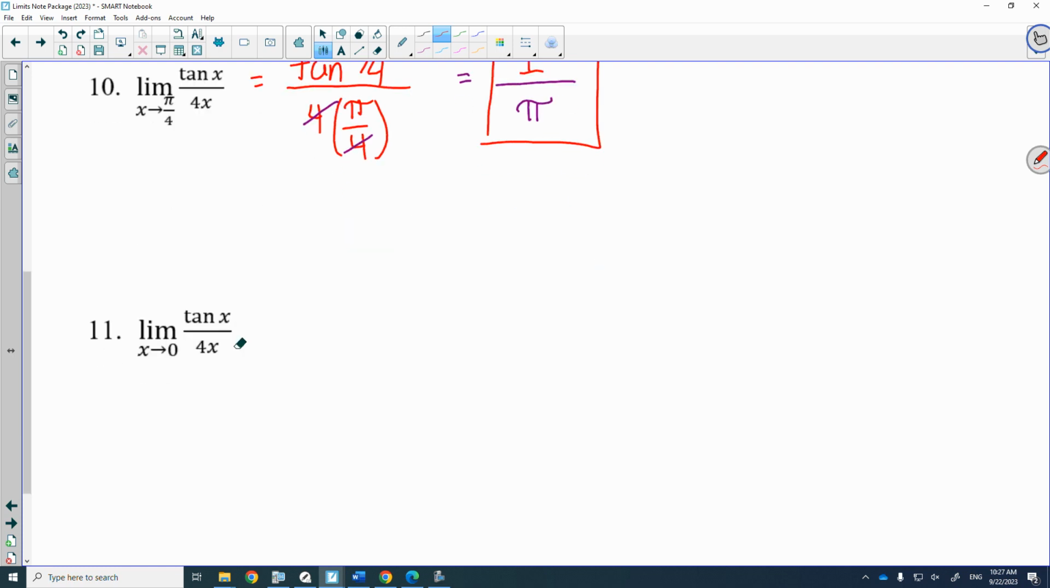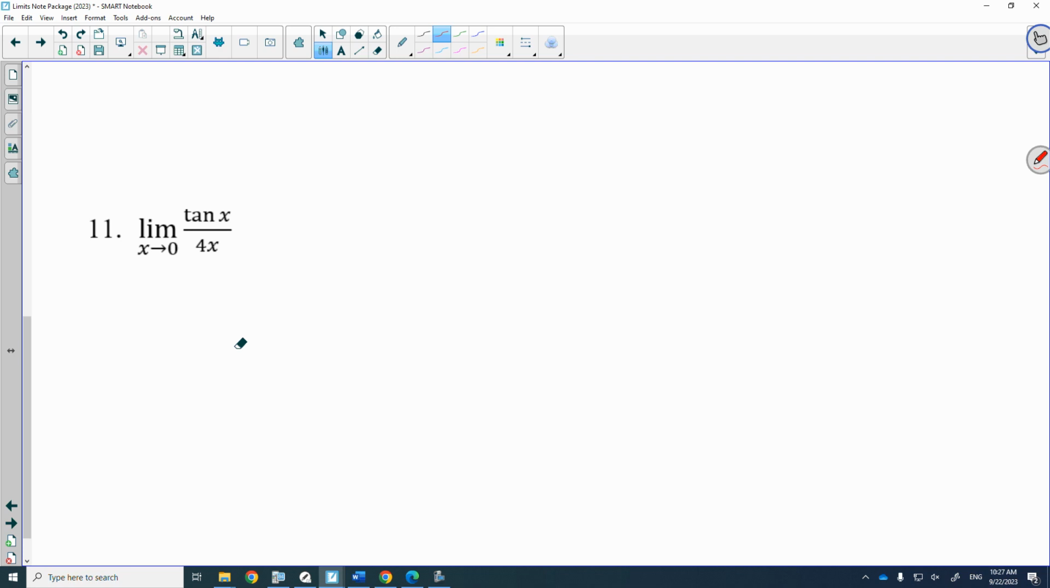Okay, this one here, we would be indeterminate. If you substituted in tan of 0 over 4 times 0, we know we're going to get 0 in the denominator. Tan of 0, remember it's y divided by x, so it'd be 0 divided by 1, which is 0. So tan of 0 is 0. So that's indeterminate. Okay, so what do we do if we have indeterminate and we've got tans?